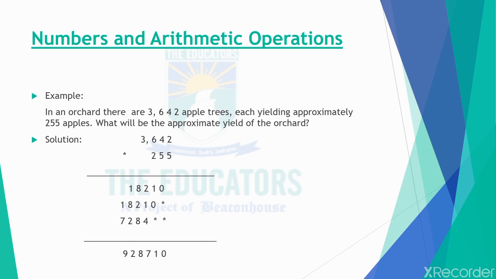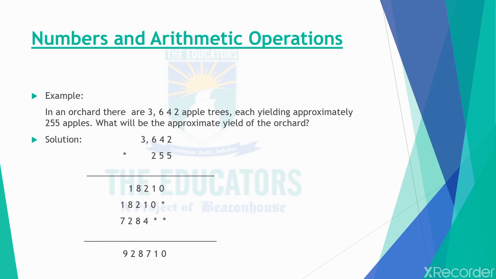Okay, then we have an example. In an orchard, there are 3,642 apple trees, each yielding approximately 255 apples. What will be the approximate yield of the orchard? Now we just have to multiply. How are we going to do it? We are going to write 3,642 on the top, then put the symbol of multiplication and then write 255.